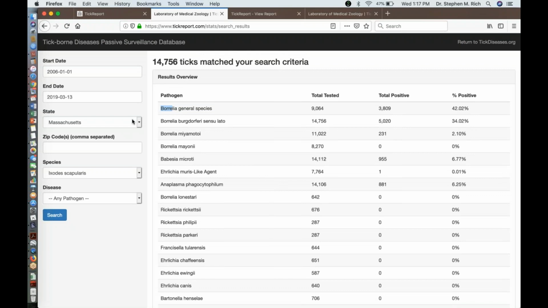And I can tell you that in the 44,000, whatever the number was, ticks that we've looked at, we have found some examples of what we believe are some rare Borrelia that we want to go back and further characterize. So the work is ongoing, and the surveillance, the passive surveillance, is an important tool, and that's why we emphasize it here.